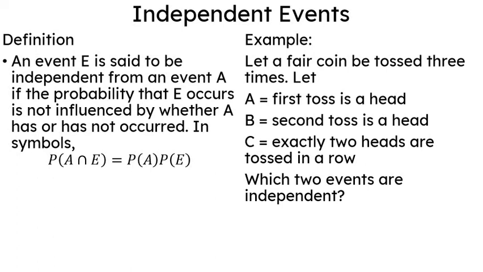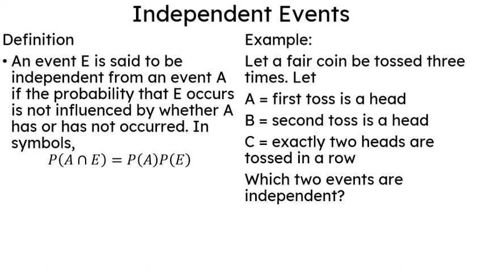A while ago, we mentioned the general multiplication rule wherein we multiply if we want to find the probability of the intersection of two events.